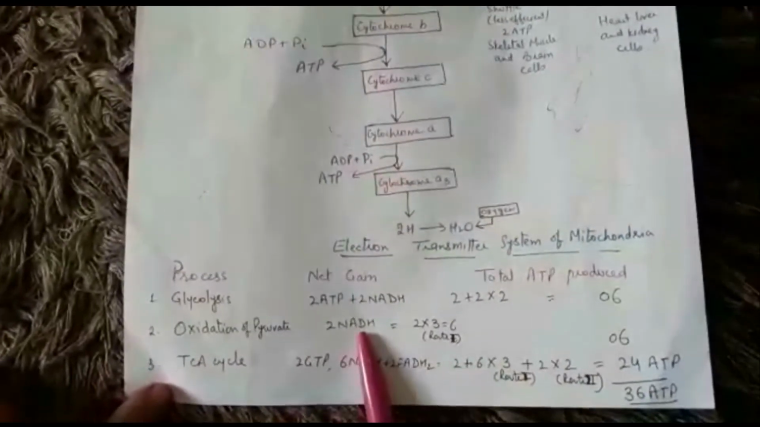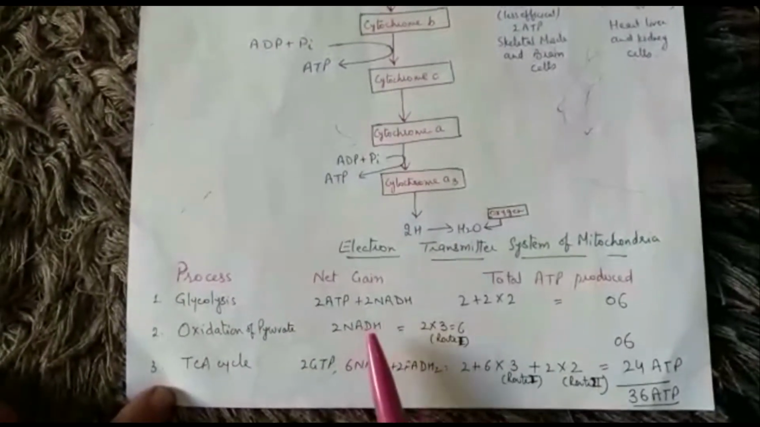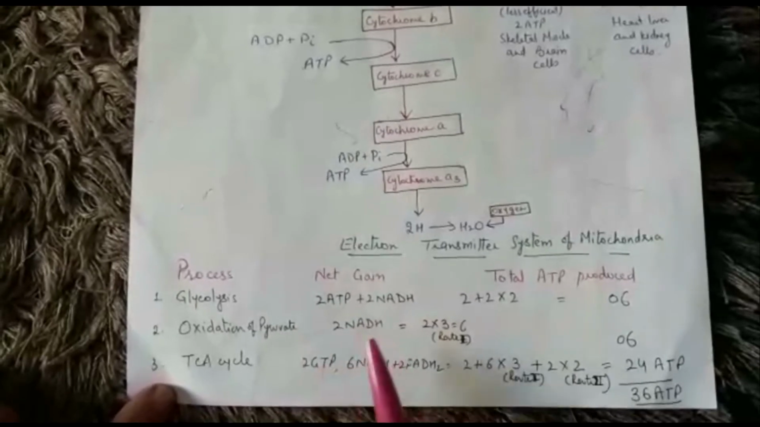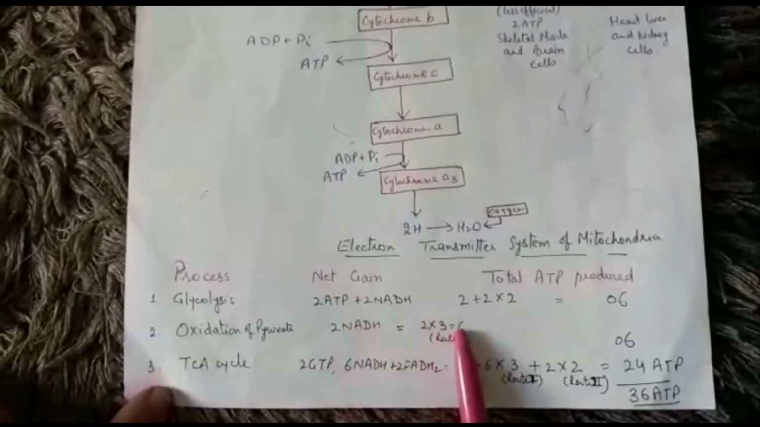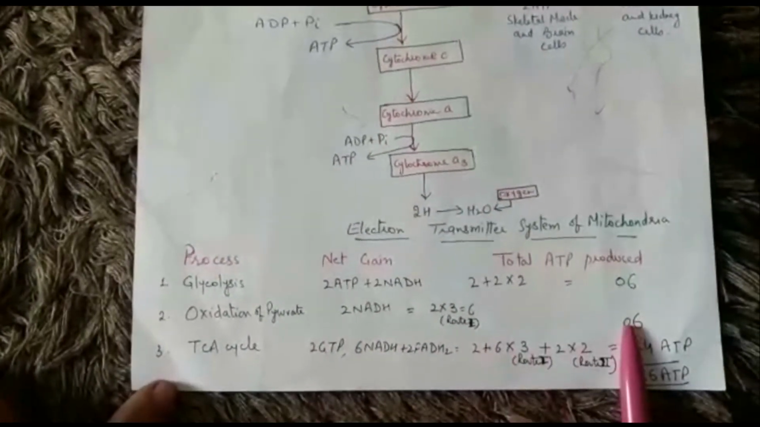So 2 NADH will produce how many ATP? 1 NADH through 2 electrons produces 3 ATP. 2 NADH will produce 6 ATP molecules. So oxidation of pyruvate releases 6 ATP molecules.